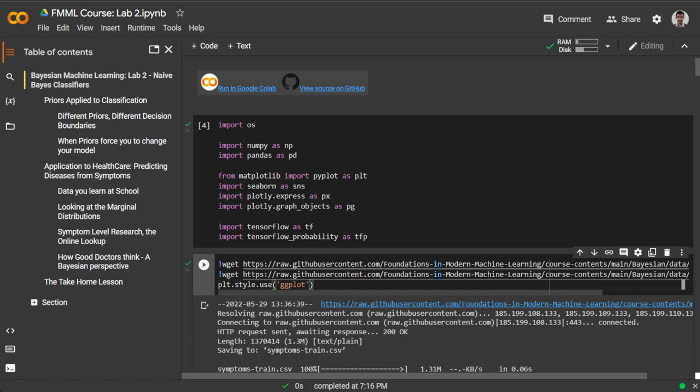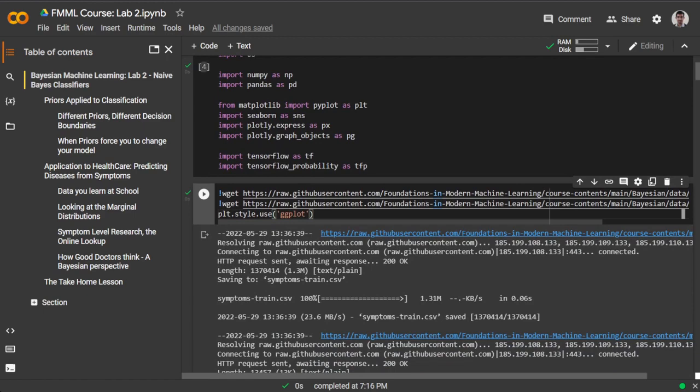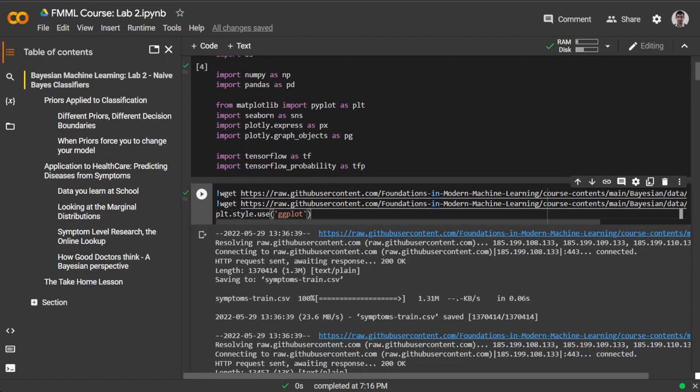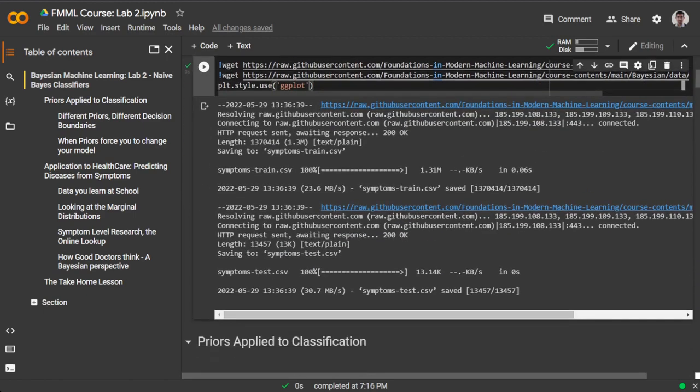Next, we will try to apply this Bayesian machine learning to a discrete valued input in the context of a real world example of healthcare, and we'll see how naive Bayes classifiers perform in classifying the disease given the symptoms. So let's get started by downloading the datasets that we have hosted on our public GitHub repo and importing the libraries.